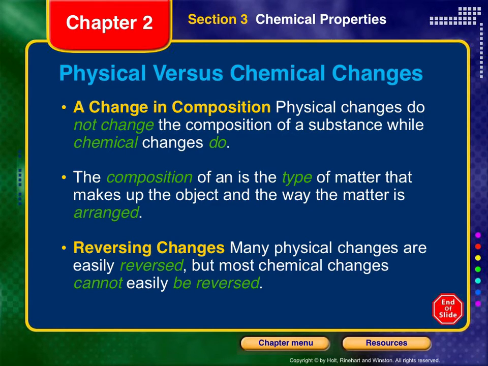So this is a really important slide, and I definitely think we need to get all the notes down and think about this one. These two ideas, physical versus chemical change: a physical change does not result in a change in composition of a substance. So composition meaning the creation of a new substance, whereas chemical changes do. All right, so here's the definition again. The composition of a substance is the type of matter that makes up the object and the way that matter is arranged.